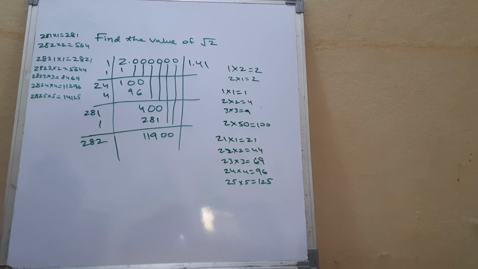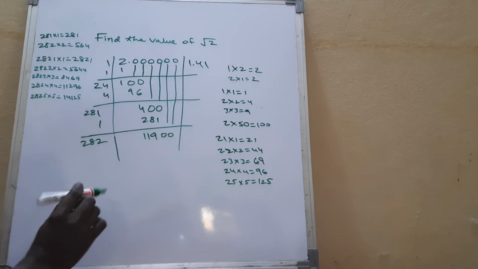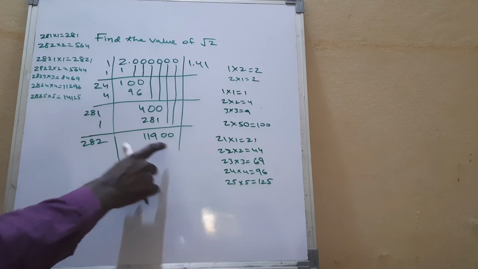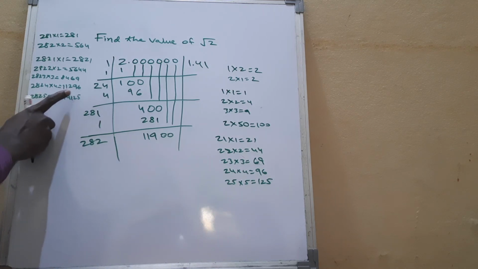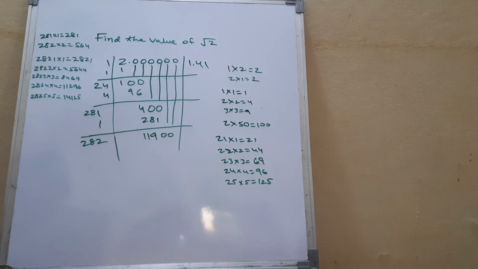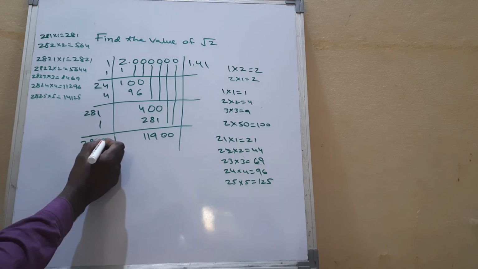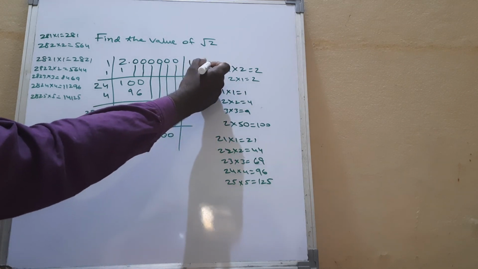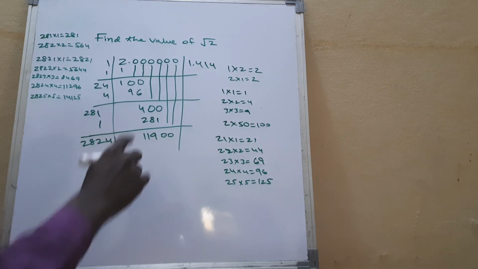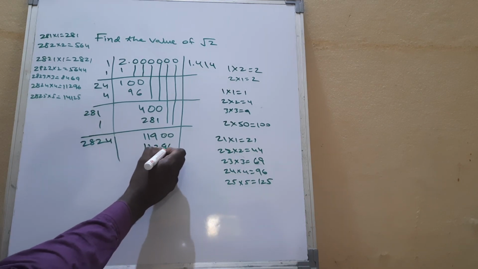Here 2825 into 5 is equal to 14125, which is greater than 11900. Here 2824 into 4 is equal to 11296, which is less than 11900. So we take 2824. Here 282 and 4, 2824. 2824 into 4 is equal to 11296.